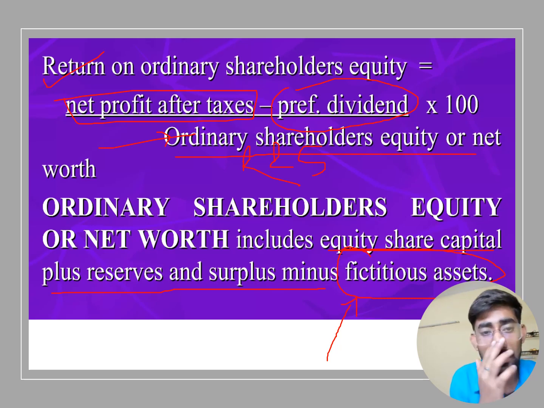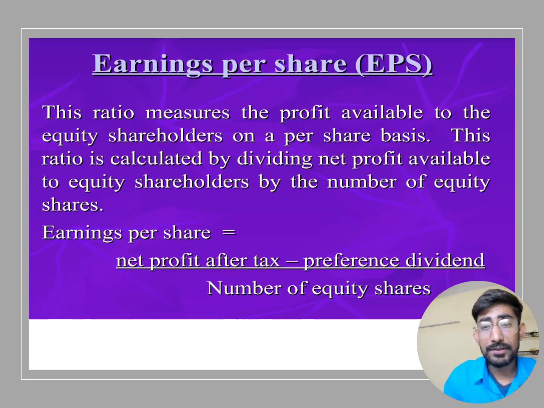So return on shareholders fund is net profit after tax divided by total shareholders fund. While return on ordinary or equity shareholders fund equals net profit after tax minus preference dividend, divided by the equity shareholders fund. And for that equity shareholders fund, we are going to use equity share capital plus reserve and surplus. Then we have to deduct our fictitious asset. Okay, coming up.